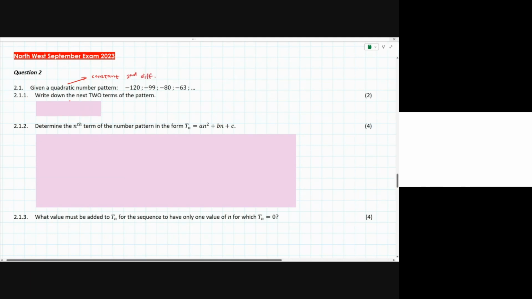And so that is sort of what you need to have in your head as you go along and answer this question. So I'm going to give you 6 minutes to answer those 6 marks, the next 2 terms, and the nth term of the pattern. And then we'll go from there. But let's give this one a try, please.